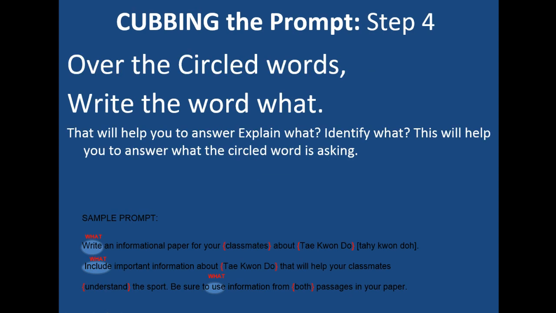Step 4 is to write the word what. We write the word what as is shown in our sample prompt. We are asking ourselves, what do these bossy words want from us? What should I write? What should I include? What should I use? See the red word that I have written above these circled words? What to write, what to include, what to use. Now let's see what step 5 is.